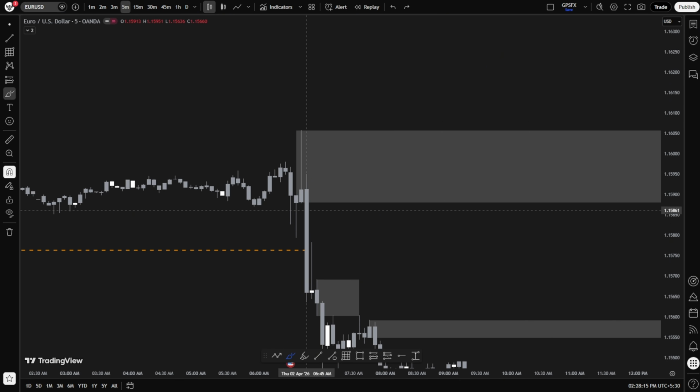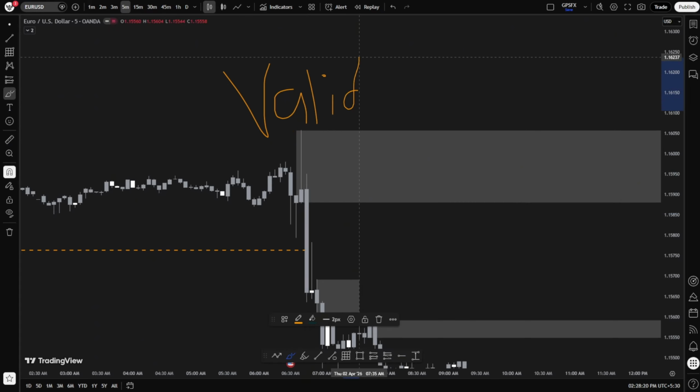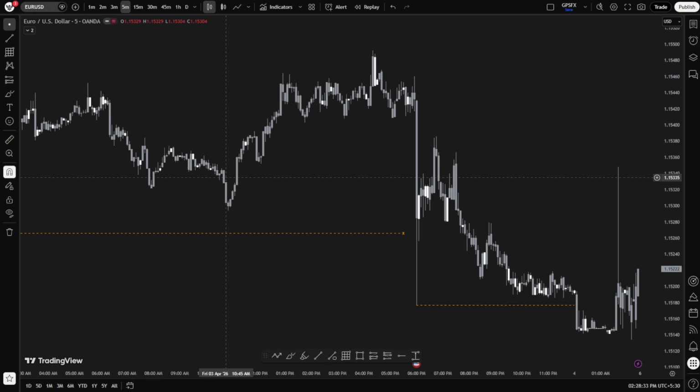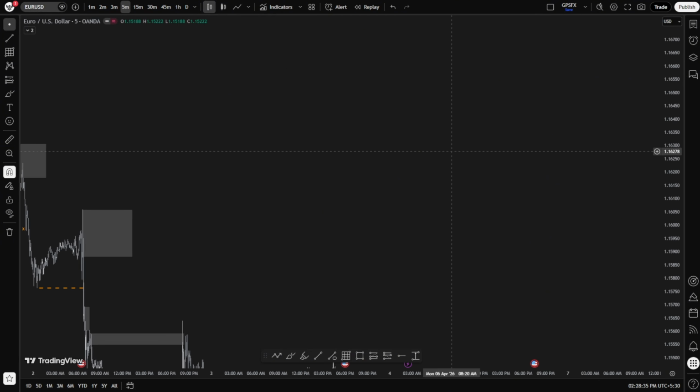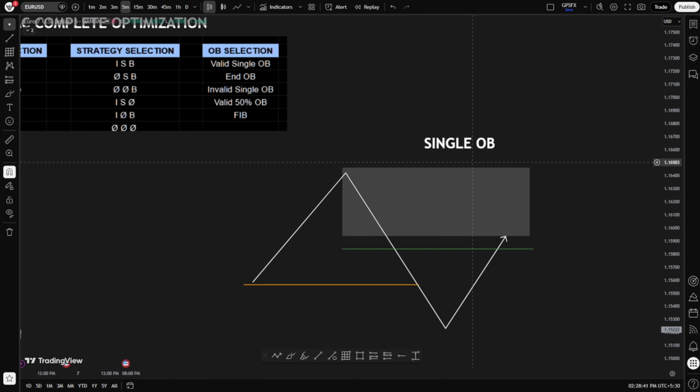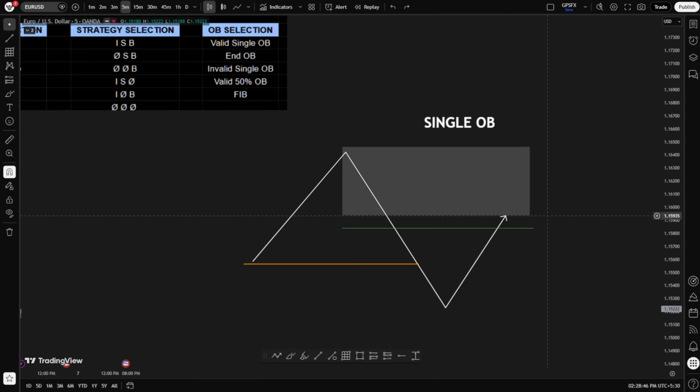So the breakout structure was caused by this order block. That's why we call this order block valid. This is the only order block in this entire structure, so we call this a single OB. So this is where the term comes from. Okay, so let's go back, and this is the meaning of valid single order block. You guys should understand that.